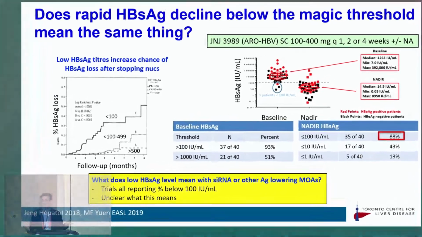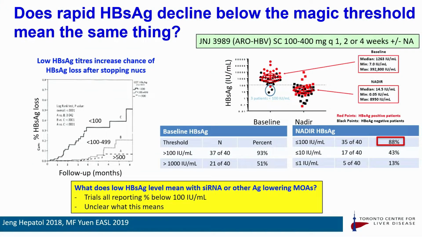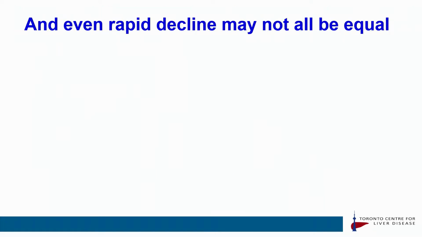So, but the bigger question is, does the actual level matter? And a lot has been made of this idea, from these data, that if you can get someone below a surface antigen level of, the magic number is usually 100, we know that's associated with a fairly high spontaneous clearance rate after stopping, at least nukes. So then you see a lot of trials, and this is just one example, reporting that most patients start above 100, and then with an antigen-lowering therapy, you can get them below 100. So the real question is, does that actually matter? What does that actually mean when you do it with a therapy?